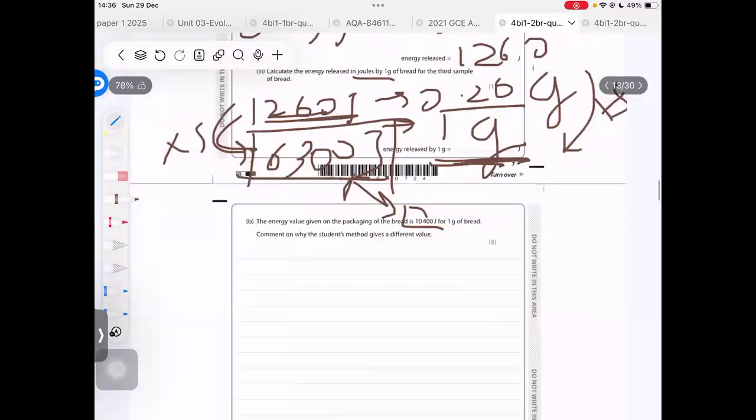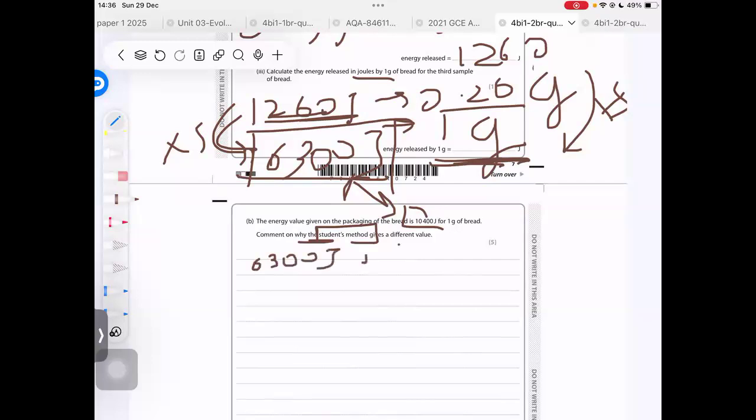So they are asking us to comment on why the students' method gives a different value. When they say comment, they require us to use data to form a judgment. You can first mention that 6,300 joules is lower than 10,400 joules, or you can say the students' value was much lower. So you are referring to the data. When they say comment, initially you refer to the data and give the description, and only then you form the judgment.